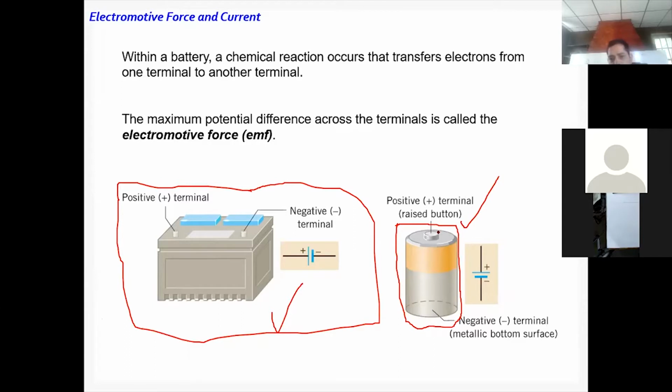So plus, this is the raised button. In this case, that's the plus terminal. And the other one is the negative terminal. Okay, so this is how you represent. Instead of drawing like this, or like this, or like that, this is much more difficult. This is difficult to draw.